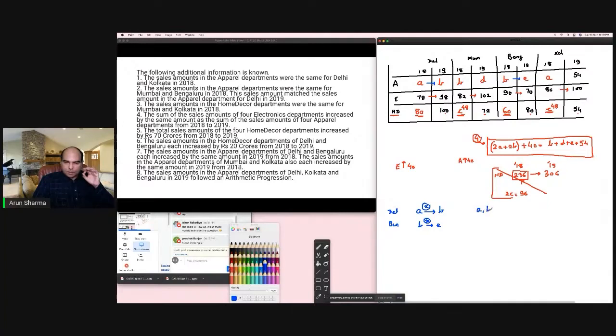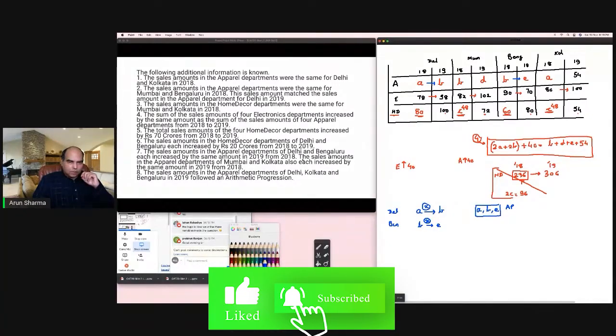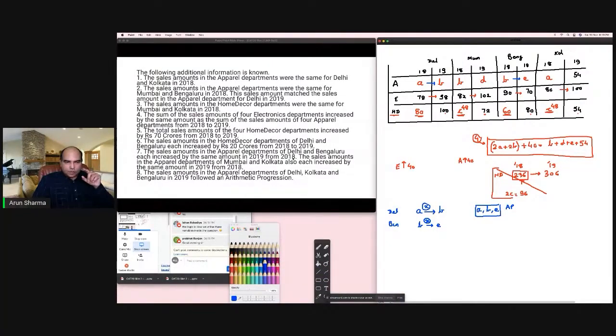Hi Prabhat, welcome. It shows that ABE is an arithmetic progression. Are we okay till here? Right? Now this is just the first sentence of the seventh clue. Now we need to look at the second sentence of the seventh clue.